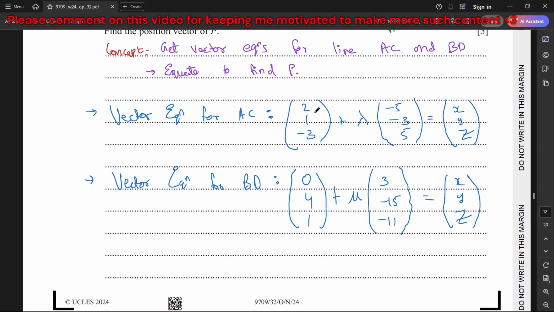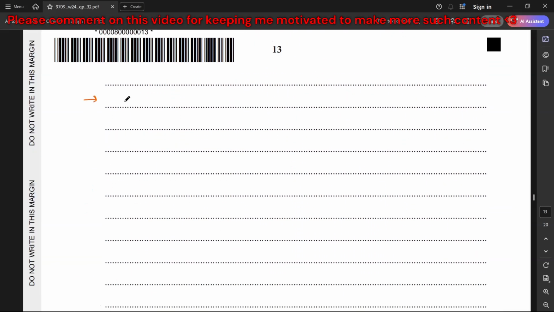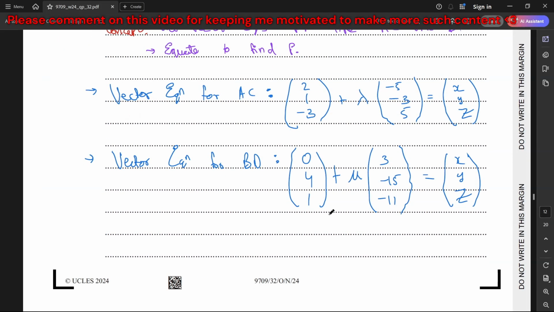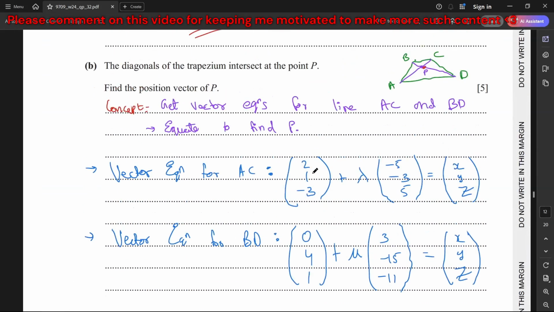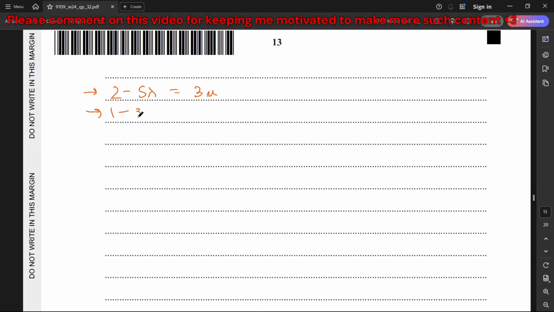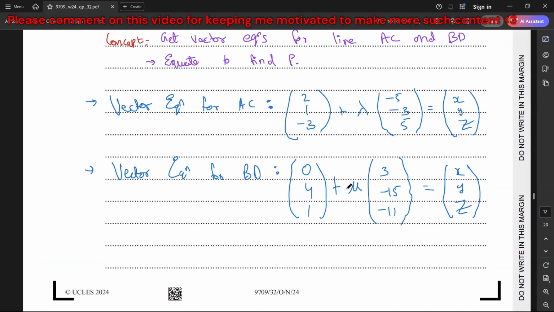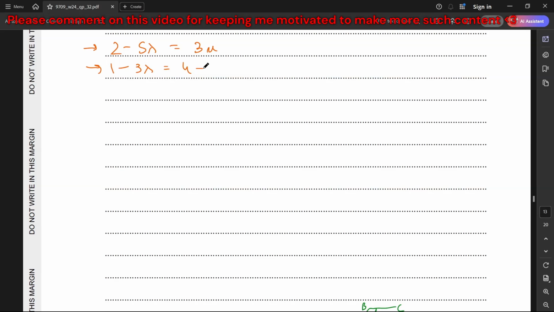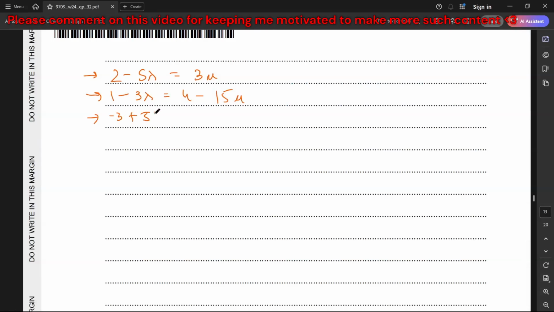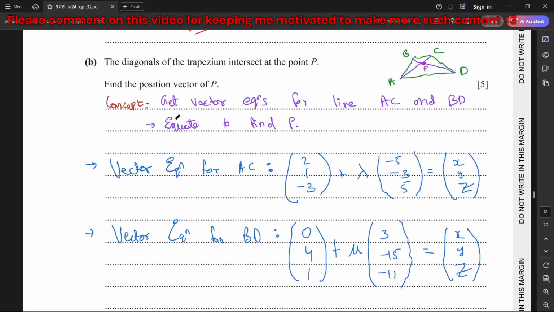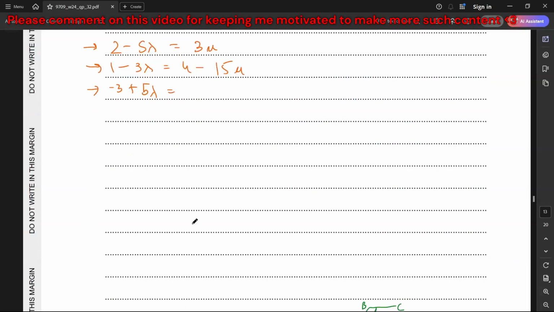And that is how I get here. For the x coordinate, it will be 2 minus 5 lambda equal to 0 plus 3 mu, that is 3 mu. Then I have 1 minus 3 lambda equal to 4 minus 15 mu. And lastly, I have minus 3 plus 5 lambda equal to 1 minus 11 mu.